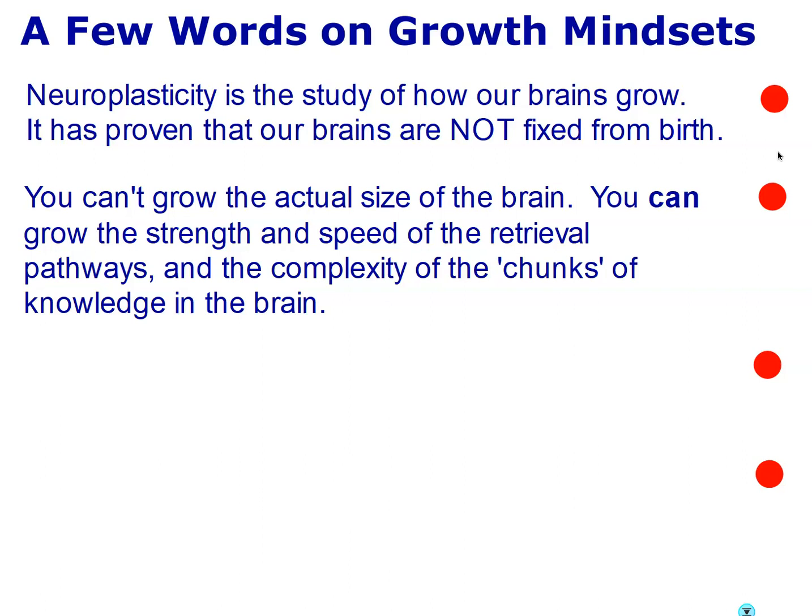But what you are growing is basically the strength and speed of the retrieval pathways. So something that you would have had a hard time remembering a couple of days ago is now easy because of your effortful learning. And by doing the reflecting and elaborating, you're also building up the complexity of the chunks of knowledge in the brain. So what would have been 10 or 11 things you had to remember now just becomes one thing you have to remember: simultaneous equations. As soon as you see a simultaneous equation, all that information to solve it pops into your short-term memory as a single chunk.